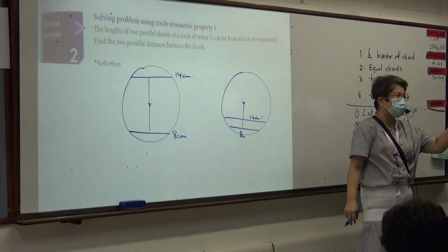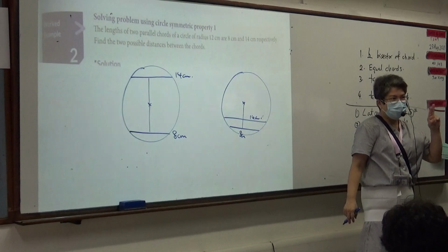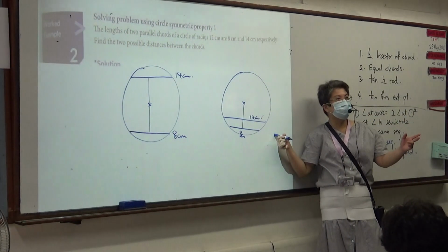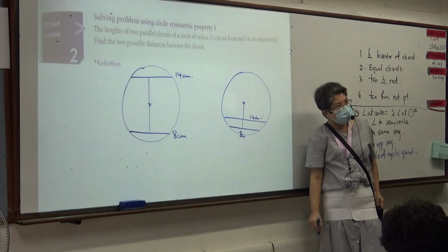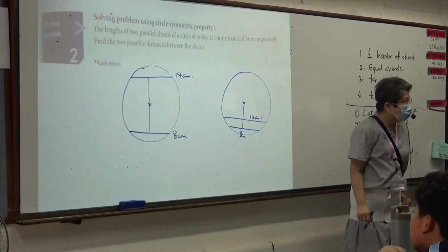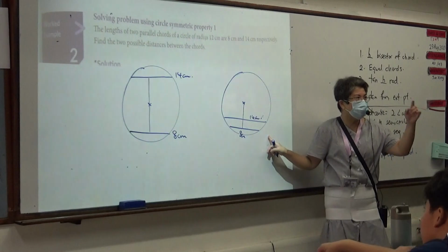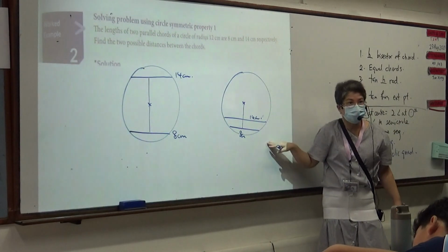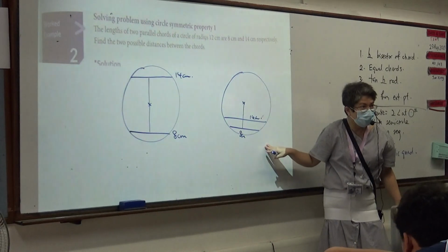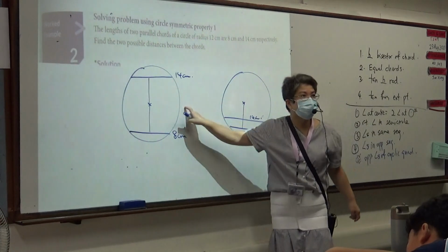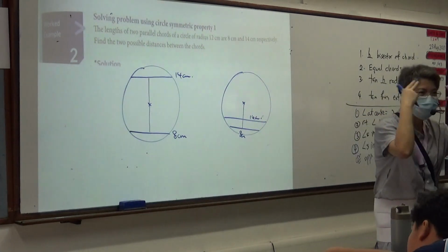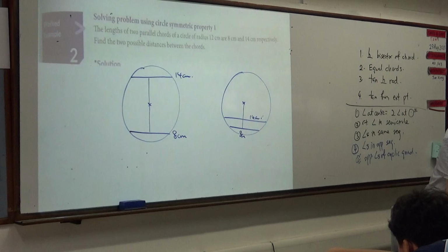That's why there are 2 possible sets of answers. Now, what if I only want this side? Okay, how will the question phrase it? They will tell you the 2 chords lie on the same side of the circle. It's on the same side. Understand? How about this? Opposite sides. So you must read the question carefully and not just blindly do it. Everybody clear with what I'm saying?